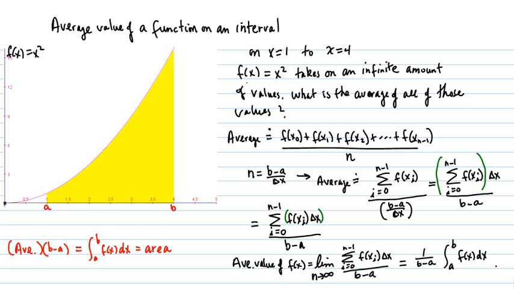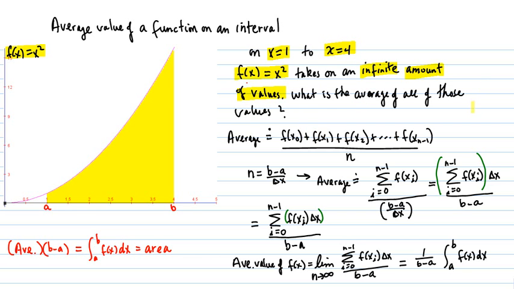Let's talk about the average value of a function on an interval. Just for a concrete example, we can consider the function f(x) equals x squared on x equals 1 to x equals 4, as pictured in the graph here. The idea is that f(x) equals x squared takes on an infinite amount of values when x goes from 1 to 4. What is the average of all those values?